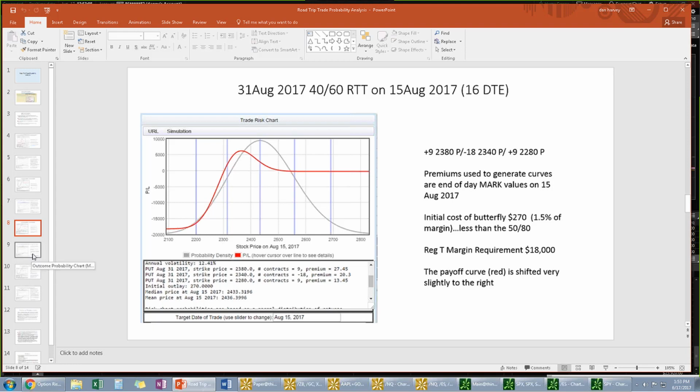And this doesn't mean that it's not going to work. What it does mean is that you have a little more downside risk.